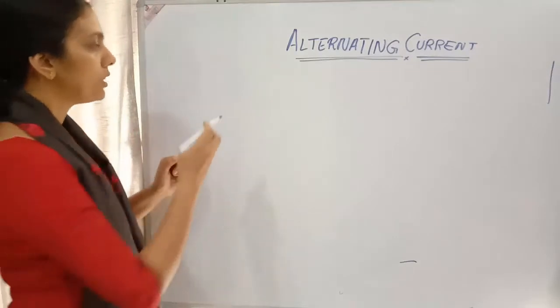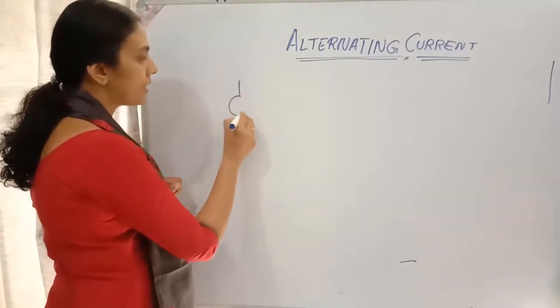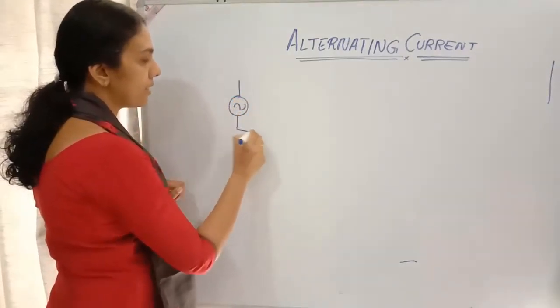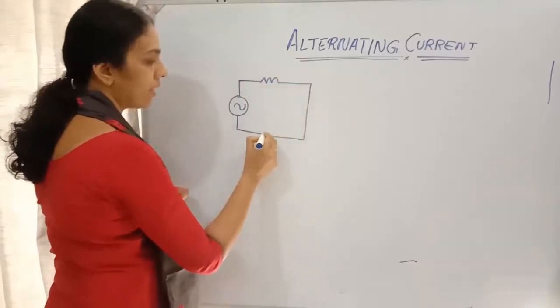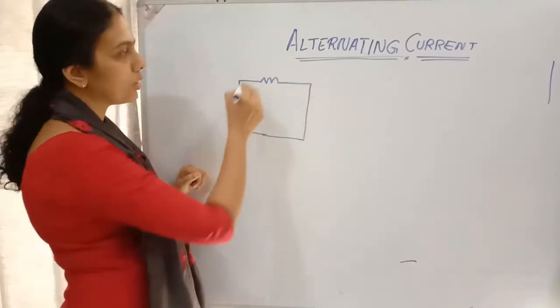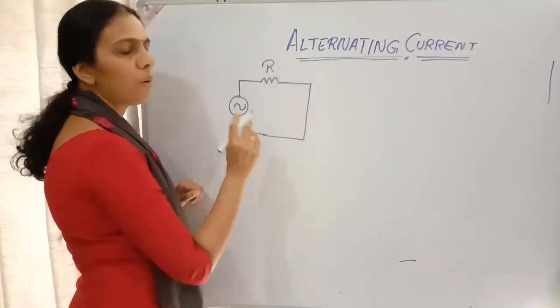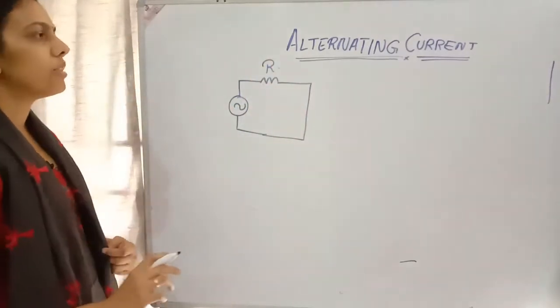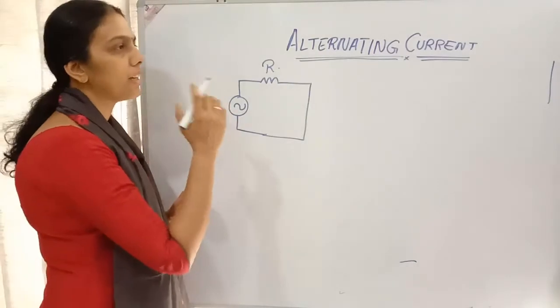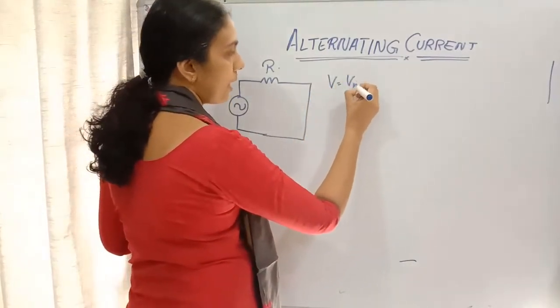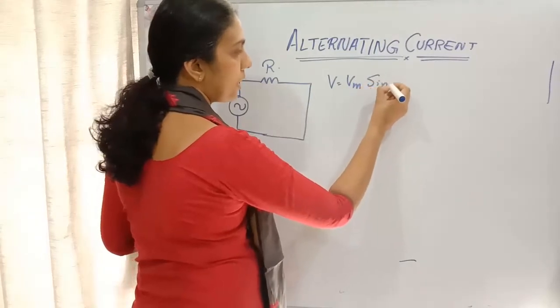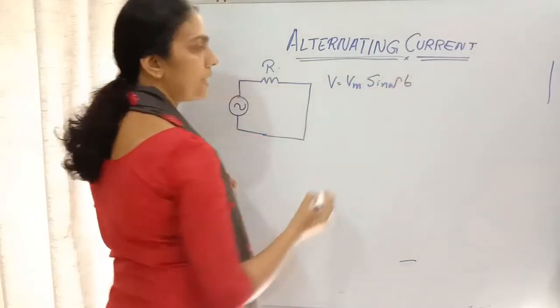An alternating current source is connected to a resistive circuit. AC is connected to a resistance. What will happen? How do we represent the alternating voltage? V equals Vm sin omega t. This we discussed in our last class, right?